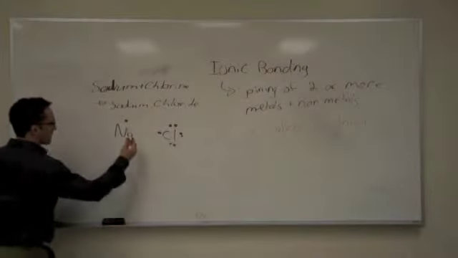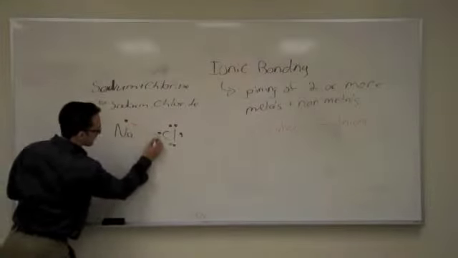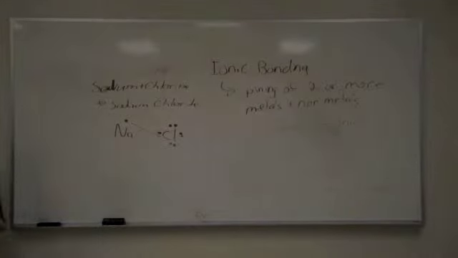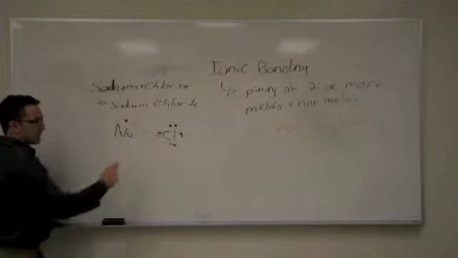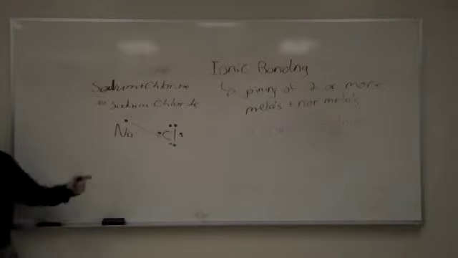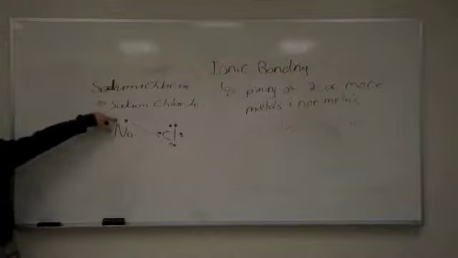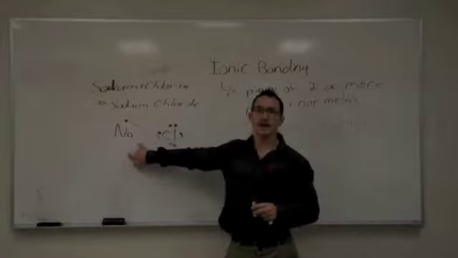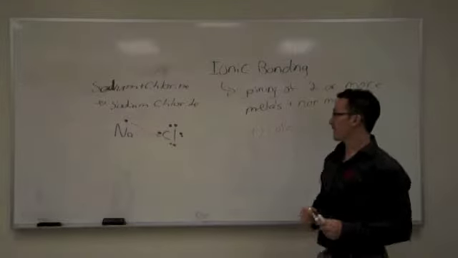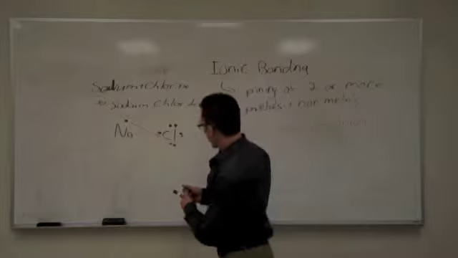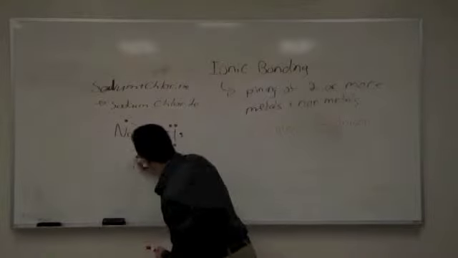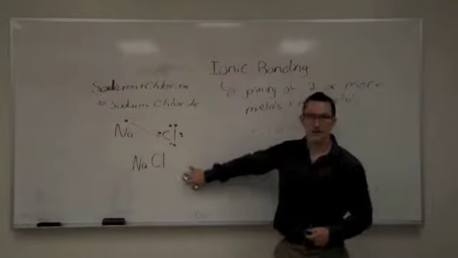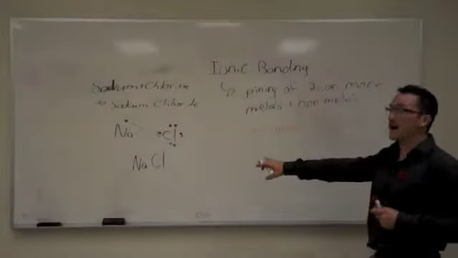So what's going to happen here? Sodium is going to give its electron to chlorine, just like that. And so now we have 8 electrons in chlorine's outer valence shell, and sodium has lost its 1 electron. So everybody's happy. We've got 8, and we don't have any random electrons in sodium's valence shell. So this is sodium chloride. These have bonded in an ionic bond.